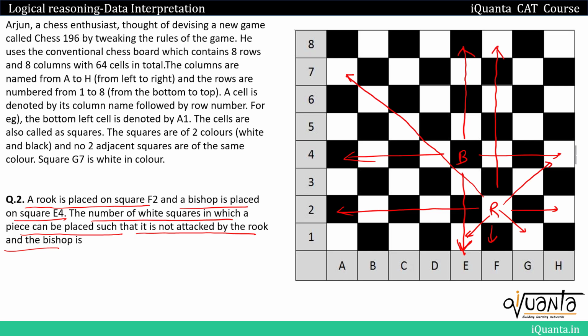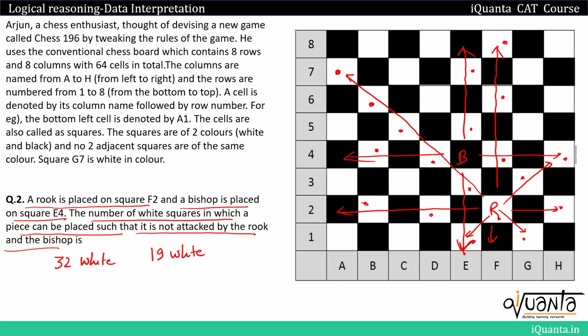So what we'll do is, we know there are a total of 32 white squares, and let us count the number of white squares that are under attack due to this bishop and rook. So we have 1, 2, 3, 4, 5, 6, 7, 8, 9, 10. Then we have 11, 12, 13, 14, 15, 16, 17, 18, 19. So we have a total of 19 white squares that are under attack.